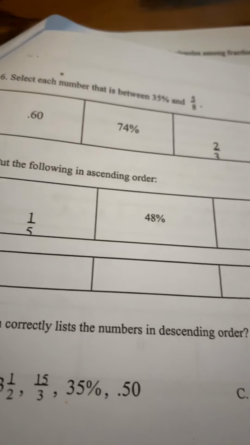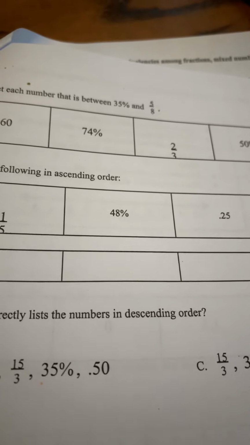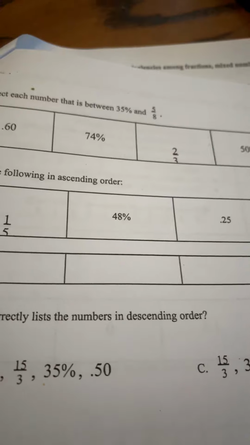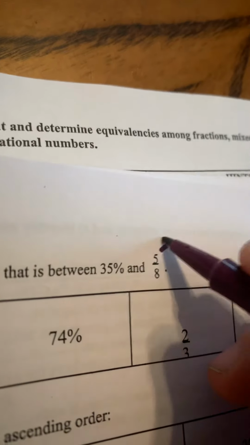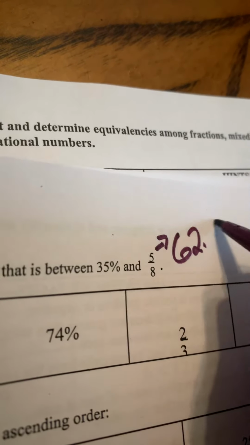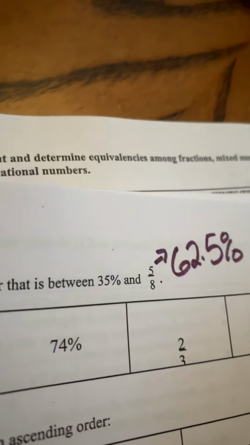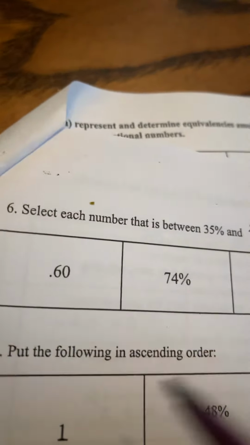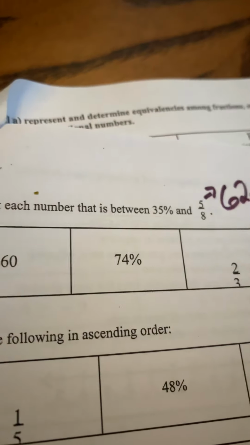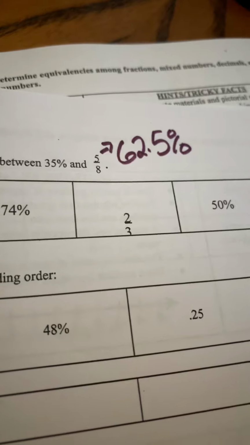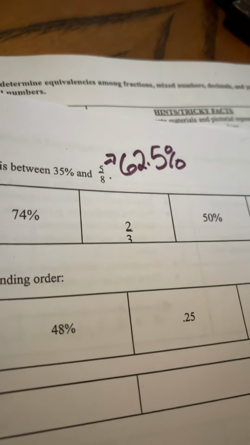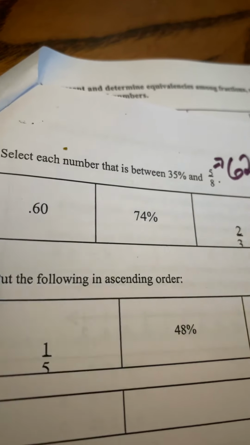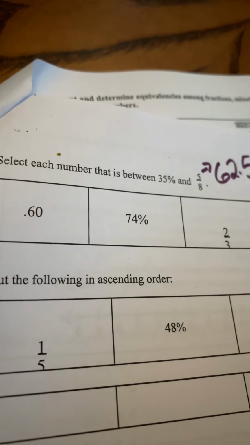Alright, number 6. Select each number that is between 35% and 5/8. Well, we've already worked out 5/8. I know this is 62.5%. Now, what you need to notice is that we have decimals, percents, and fractions. We can't compare this right now because they're not all the same thing. So we need to get them all the same thing.